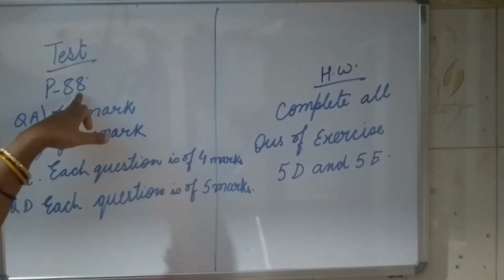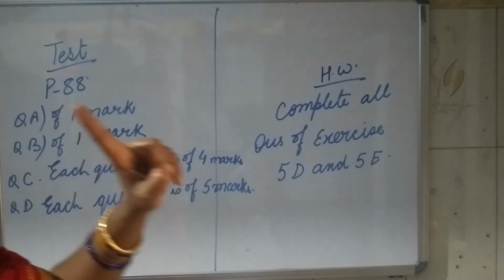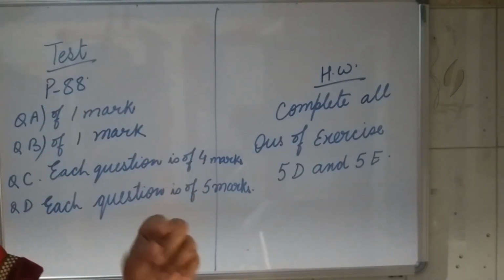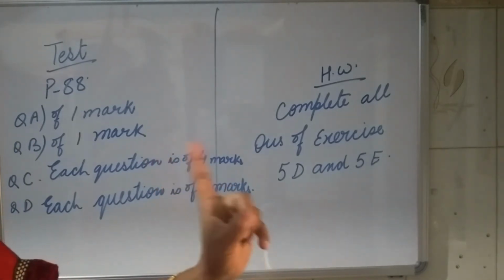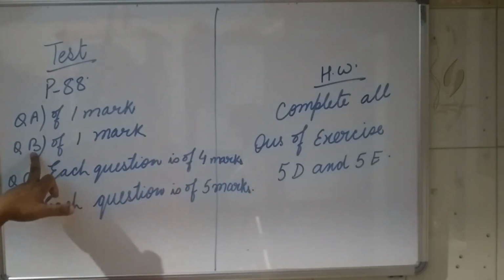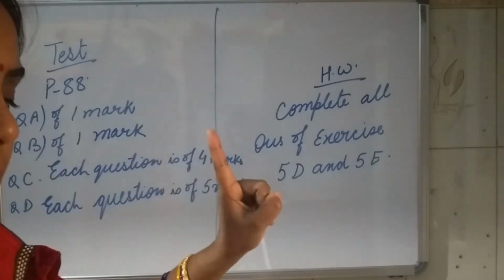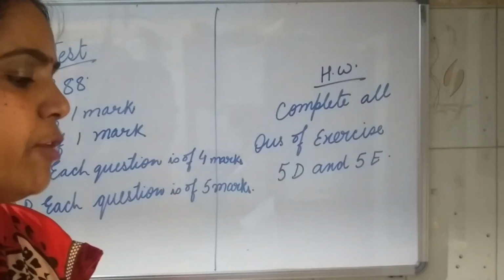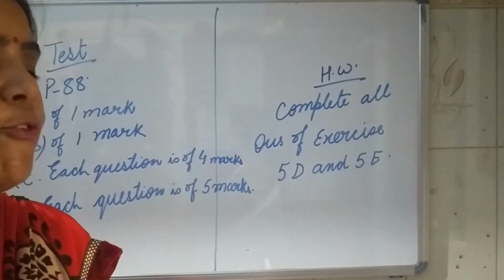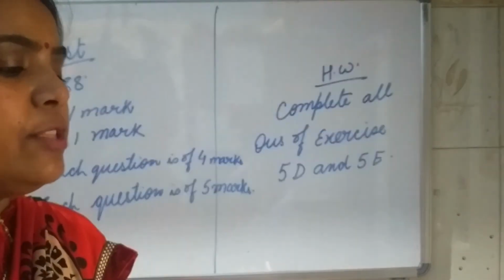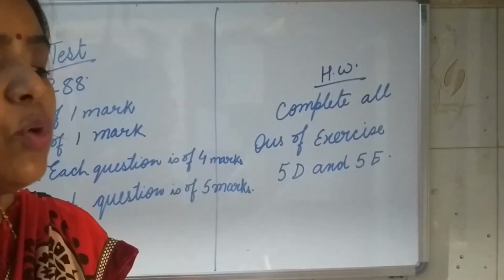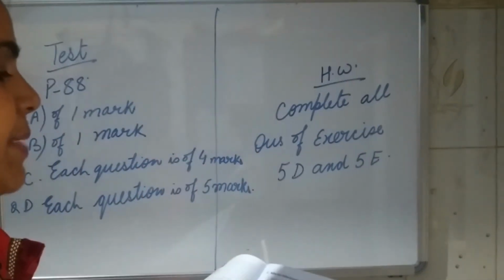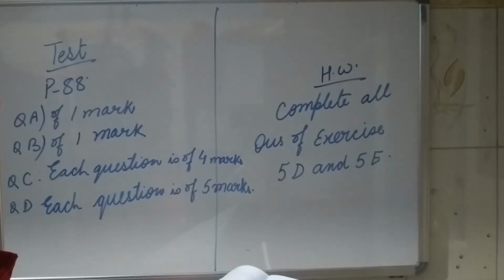This is page number 88. Question number A is of 1 mark. This is an objective question. So if it is a correct answer, you will get 1 mark. If it is a wrong answer, you will get 0 marks. Question number B is also of 1 mark. Then question number C, there are 4 parts. So each part you have to see. Each part is of 1 mark. So total is 4 marks.